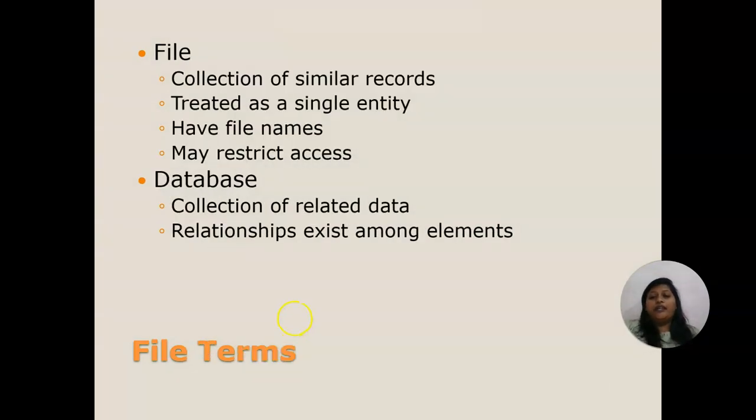Then the third one is a file. A file is a collection of similar records created as a single entity. We have file names. It may restrict access. Then the next term is a database. A database is a collection of related data. Relationships exist among elements in the database.